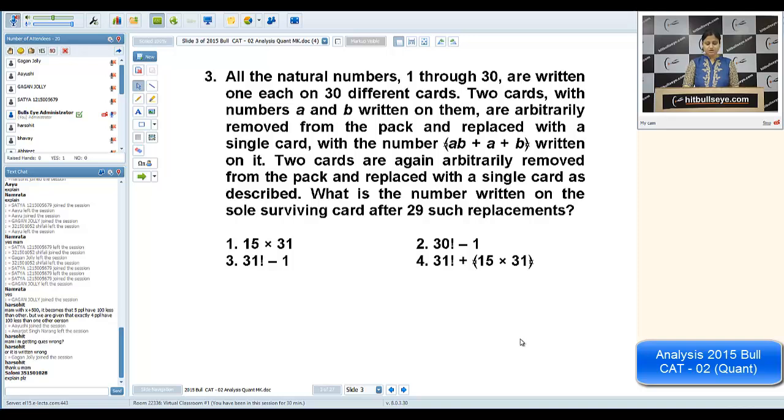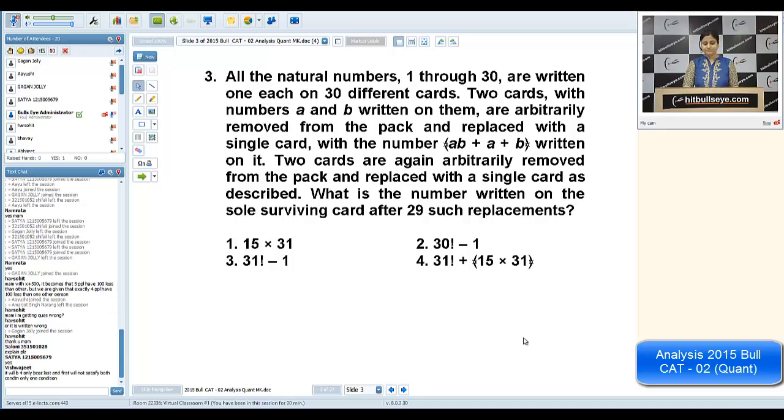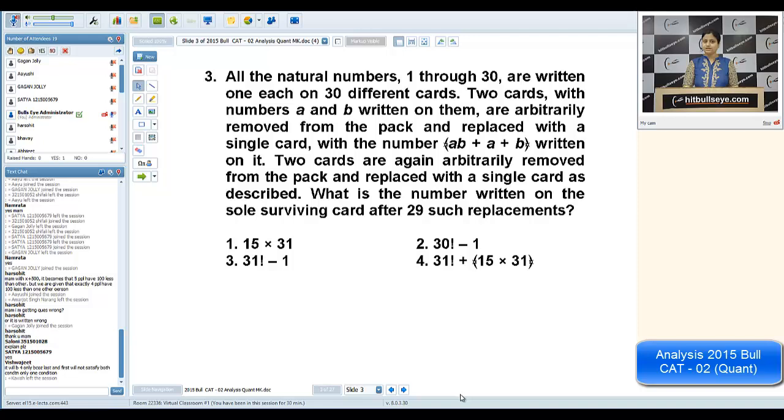Yes, Saloni. All the natural numbers 1 through 30 are written one each on 30 different cards. It's a huge question and you can see the options. All the options consist of either 30 or 31. Whenever I have a long question, a big number, I'll take a smaller number corresponding to that. See, it is saying that 1 through 30, all the numbers are written on 30 different cards.